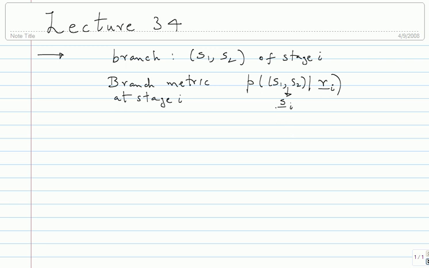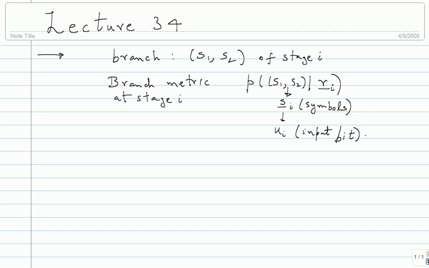In fact you can even write this SI in terms of the input bit if you want. It corresponds to a particular input bit also, right? So it also corresponds to an input bit, maybe I'll call it MI. I think U is the notation we used, UI. So these are the symbols, and this is the input bit. Some such probability will be involved.